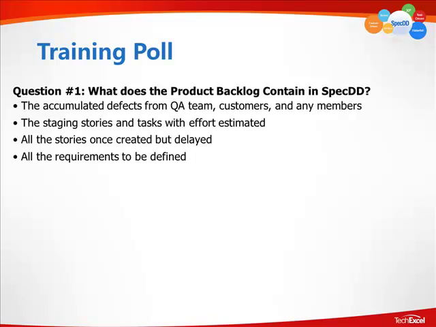What does the product backlog contain in SpecDD? We have our accumulated defects from QA teams, customers, and any members. Or does it contain the staging stories and tasks with effort estimated? Or maybe all the stories that were once created but have been delayed? Or does the product backlog contain all the requirements that have yet to be defined? Okay. Put any answer and see what y'all get.